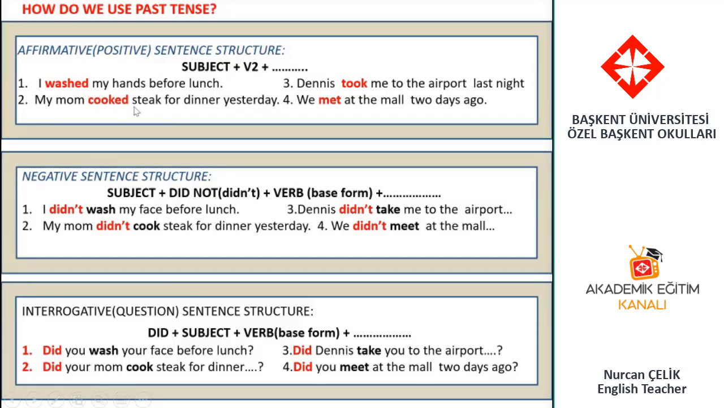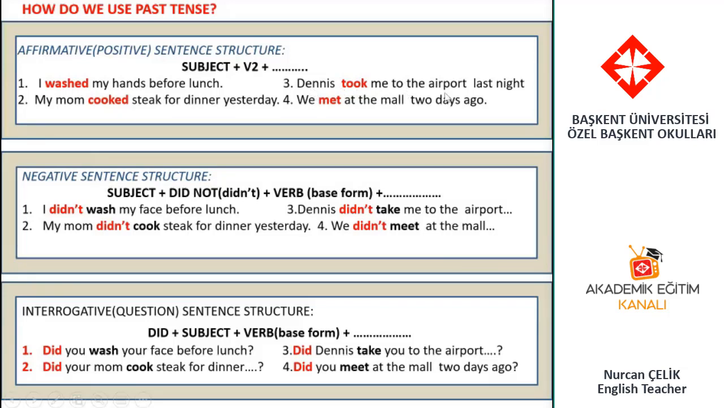My mom cooked steak for dinner yesterday. I'm talking about what my mother did for dinner. What did she make for dinner yesterday? She cooked steak. Cook is regular, so it takes ed. Cooked. She did it yesterday. It started and finished yesterday.